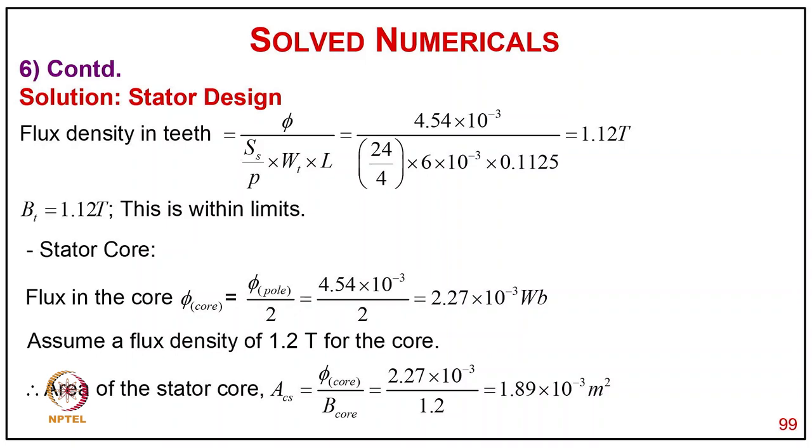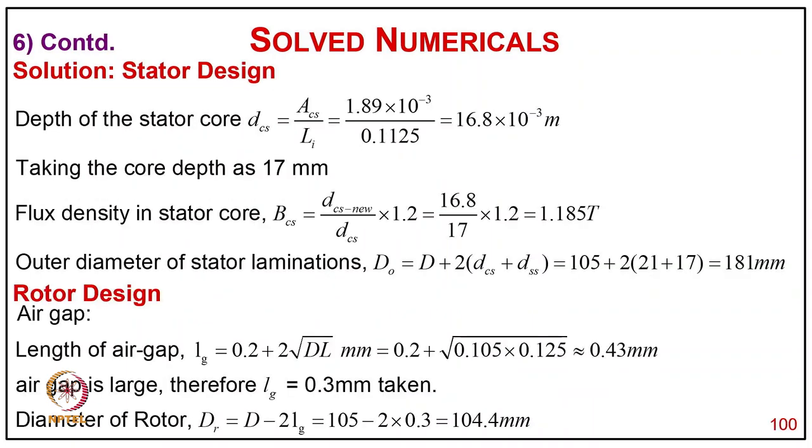This comes 1.89 × 10^-3 meter square. Now the depth of the stator core, DCS, comes 16.8 × 10^-3 meter, and taking a core depth of 17 millimeter, the flux density in the stator core, BCS, equals DCS into 1.2 divided by DCS, so it comes 1.818 Tesla. The outer diameter of stator laminations, DO, equals D plus 2 DCS plus DS, so it comes 118 millimeter.